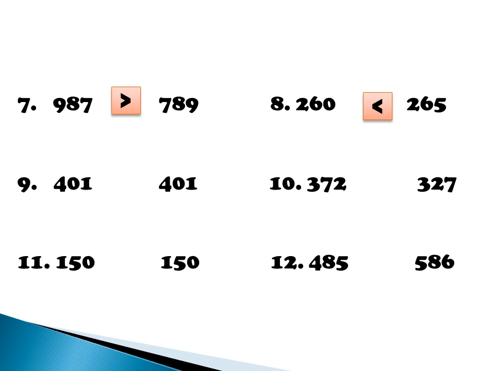Yes, 5. So 265 is the greatest number. The next one, 9th, 401, 401. Yes, I know you all might be saying it's equal to, because both the numbers are the same. The next one, 10th one, 372, 327. Let's see the hundreds place, 3 is the same. The next place, tens, 7, 2. Yes, 7 is greatest. So the number 372 is the greatest number.